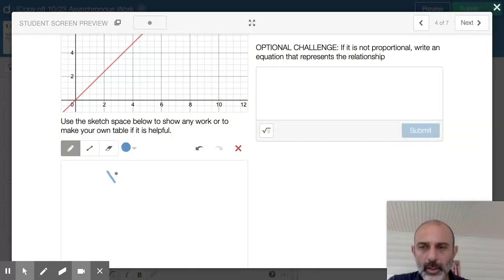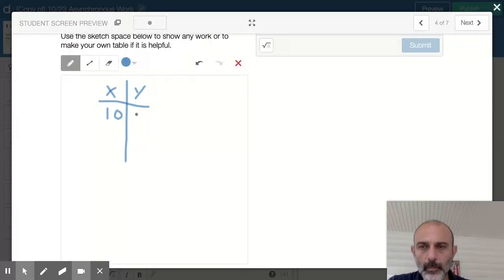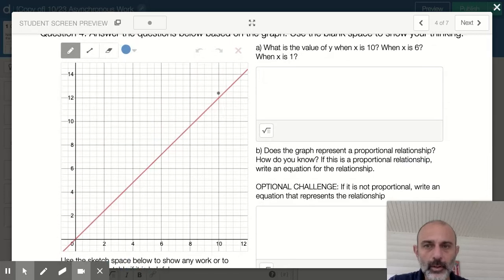It's going to be sloppy. I don't have a touchscreen like you guys do, but I would use a touchscreen if you're using the Chromebook. So we know when x is 10, y ended up being 12. That was an easy number, right? It was an easy number to find because it went right through, right there.